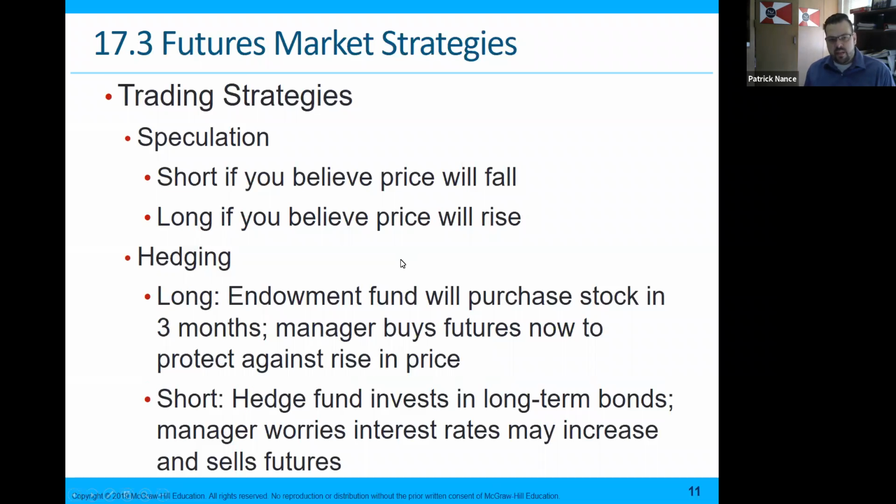Trading strategies. There's speculation and there's hedging. Speculation: if you're short, you believe the prices will fall; if you're long, you believe the prices will rise. Hedging long: your endowment fund will purchase stock in 3 months, so the manager buys futures now to protect against a rise in price. Hedging short: the hedge fund invests in long-term bonds, the manager worries interest rates may increase and sells futures.